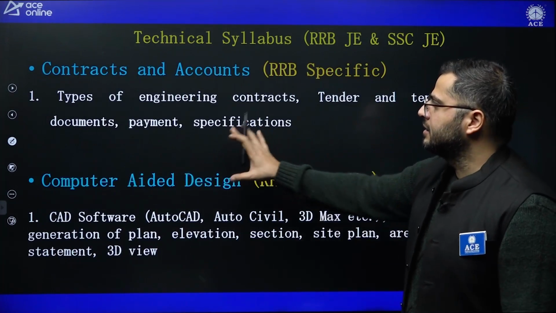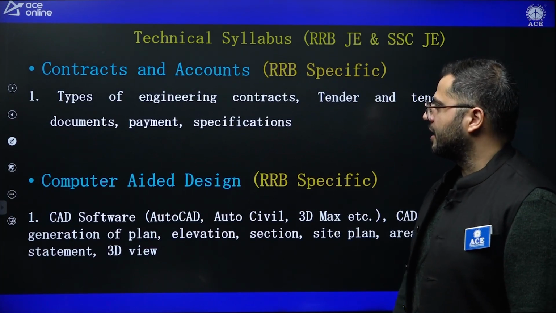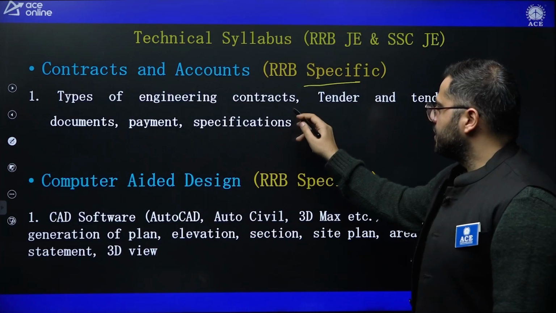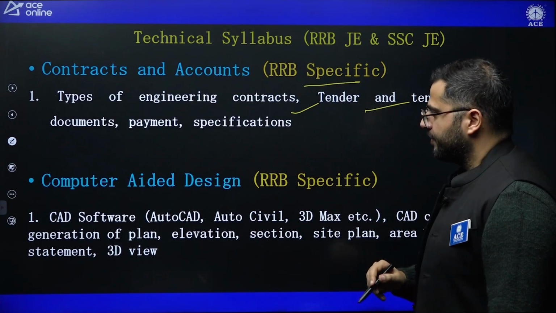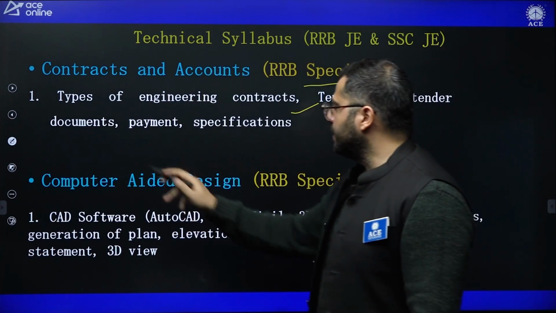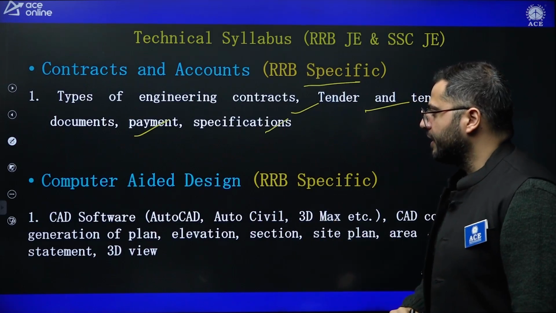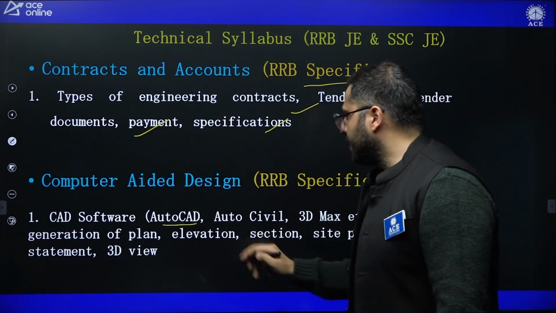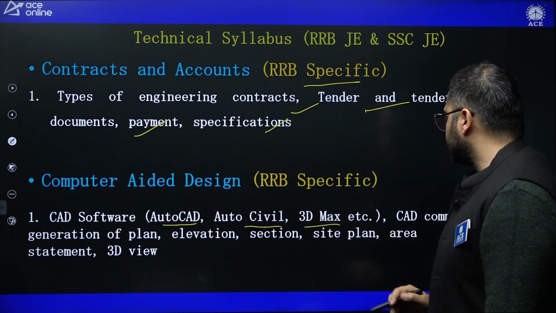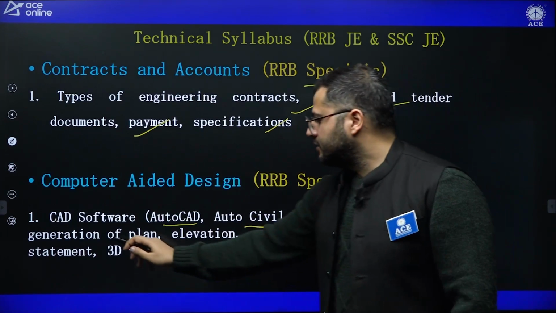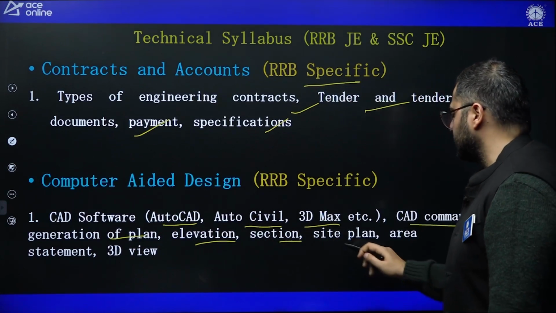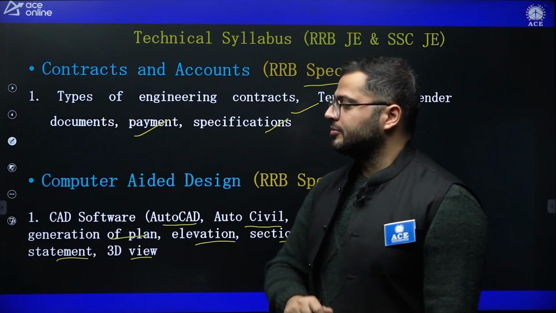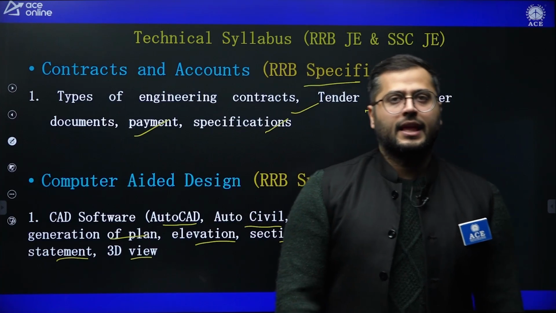And last, this is extra, contracts and accounts. This is again RRB JE specific. Types of engineering contracts, tender, documents, payments and specifications, computer aided design, CAD software like AutoCAD, it is to be covered. Auto Civil, 3ds Max, CAD commands, generation of plan, elevation, section, site plan. After that, area statement and 3D view, all to be covered separately, right?